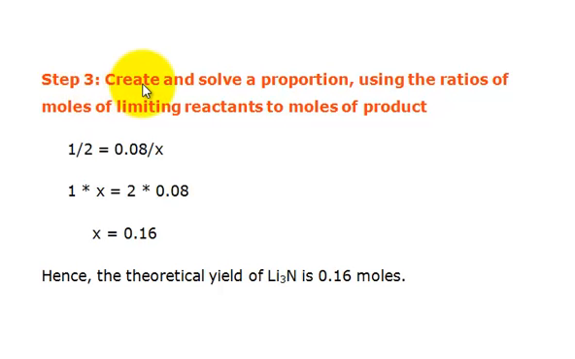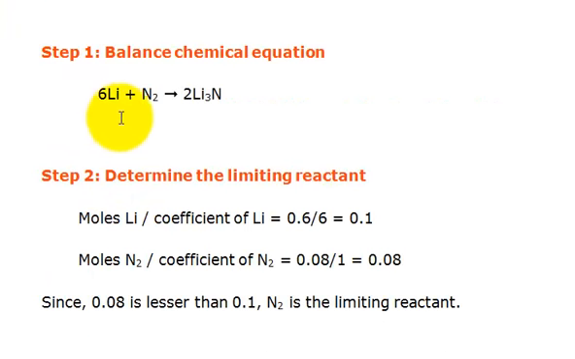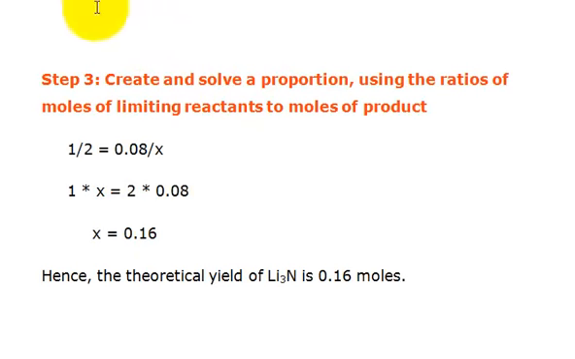Step 3. Create and solve a proportion using the ratios of moles of limiting reactants to moles of product. The first ratio should consist of known values, which we can obtain from the balanced chemical equation. So the moles of limiting reactant, which is the moles of nitrogen, is 1. And the moles of product, which is lithium nitride, is 2. So the first ratio is 1 divided by 2.